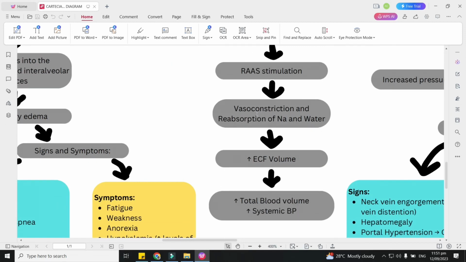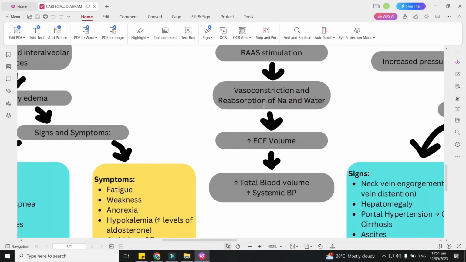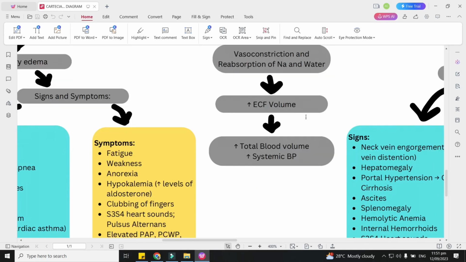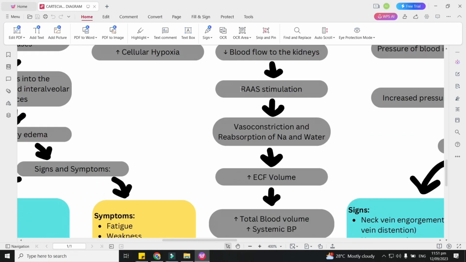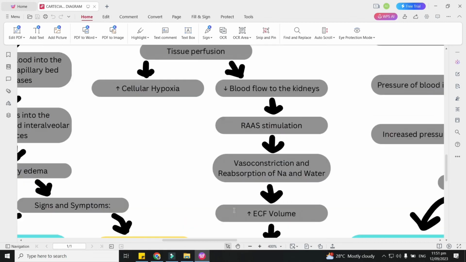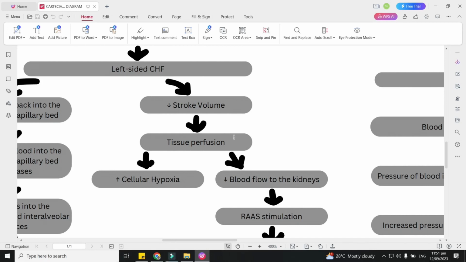So as you can see here, if there is a RAAS stimulation, there is really vasoconstriction and reabsorption of salt and water. And when that happens, our ECF volume increases and our total blood volume increases. And when that happens, of course, our systemic blood pressure will increase. Because, as we can remember, RAAS, or the renin-angiotensin-aldosterone system, is the system behind controlling our blood pressure and fluid volume. So that's to remember. This is when the stroke volume is decreased.